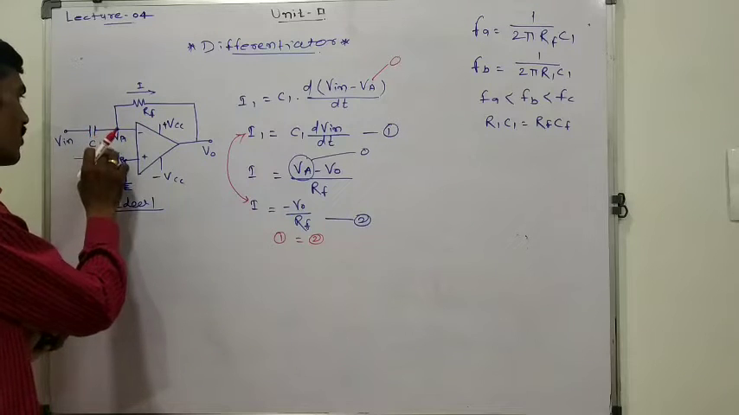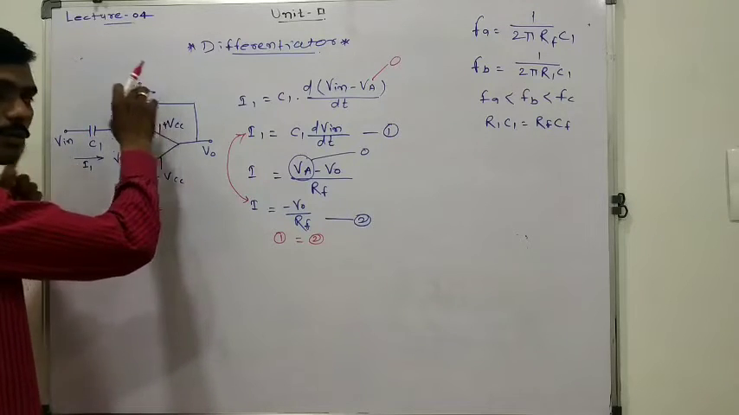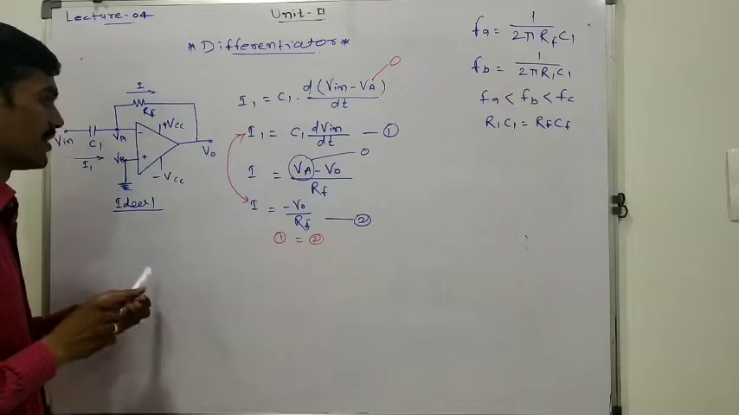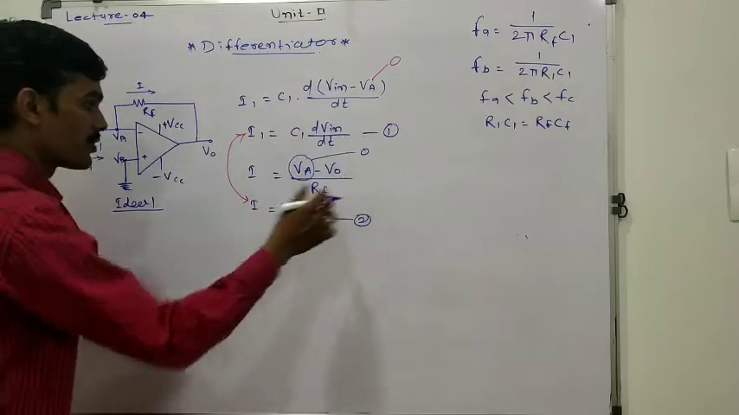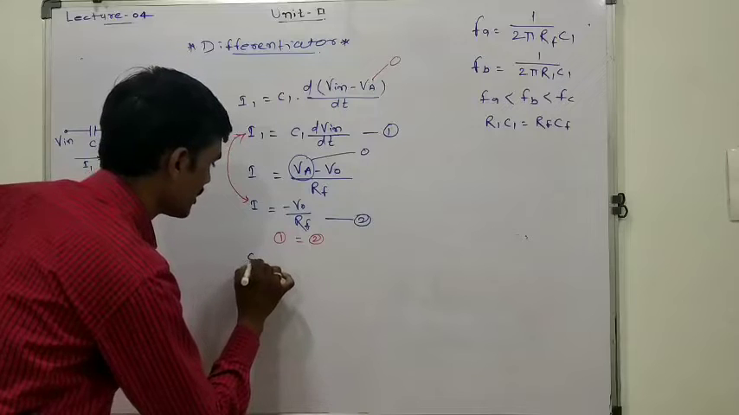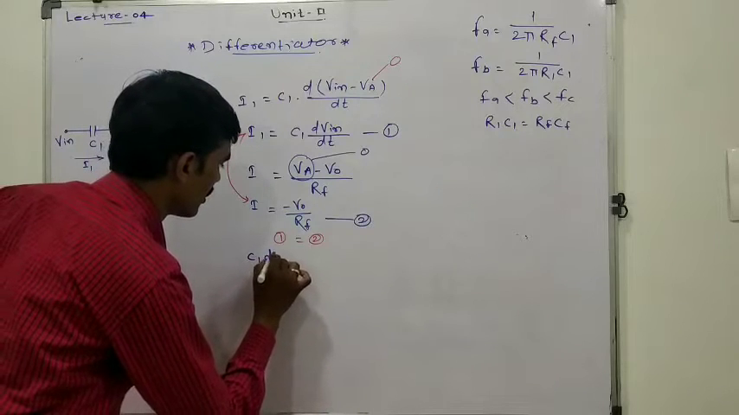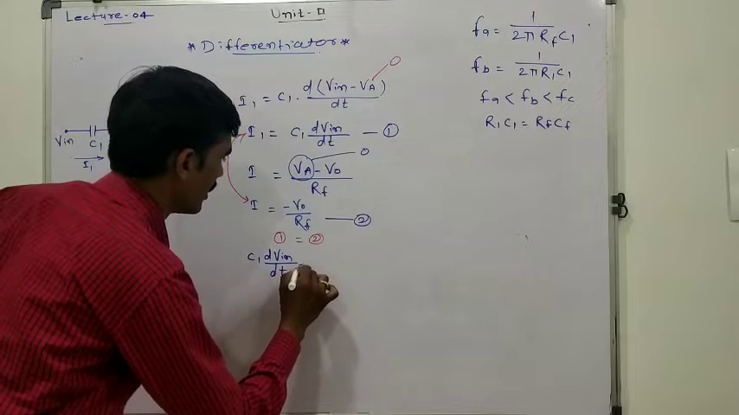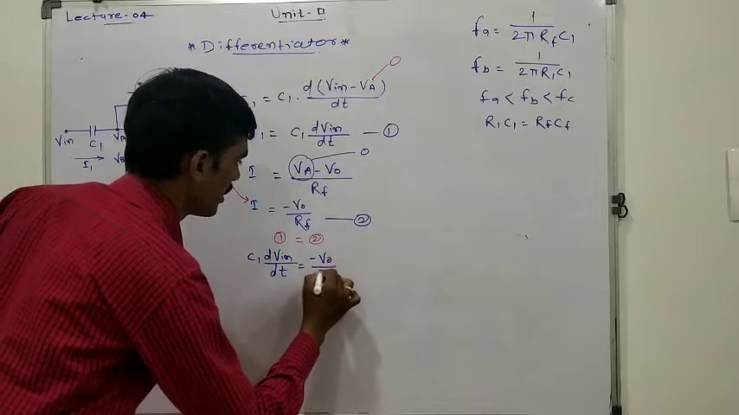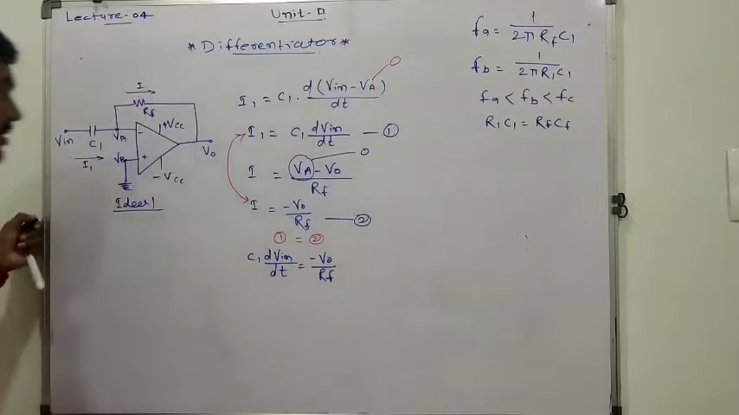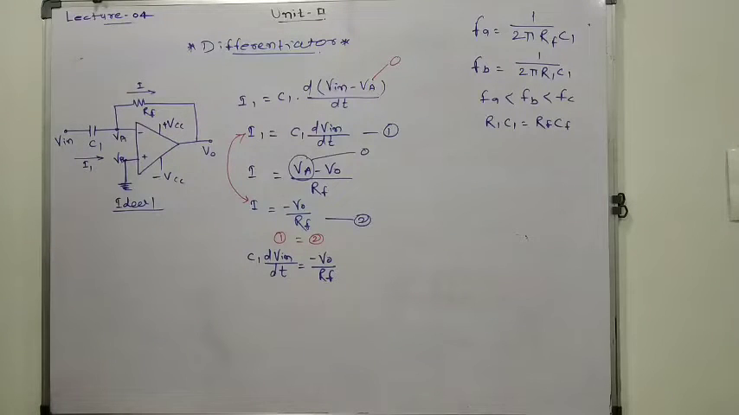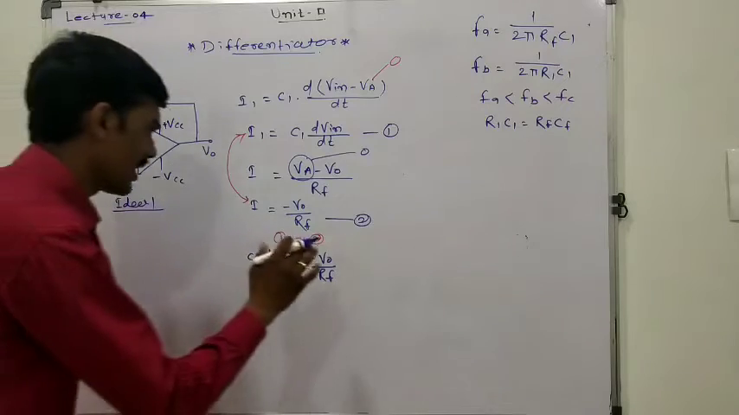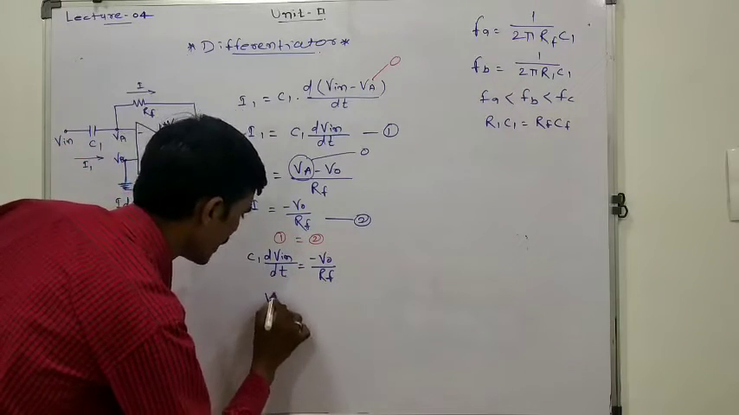So whatever current flows through the capacitor, the same current will flow through the resistance RF. That's why equation 1 equals equation 2. So we can write C1 dVin by dt is equal to minus VO by RF. This can be written from equation number 1 and equation number 2. So from this we directly calculate the output voltage, that is VO.